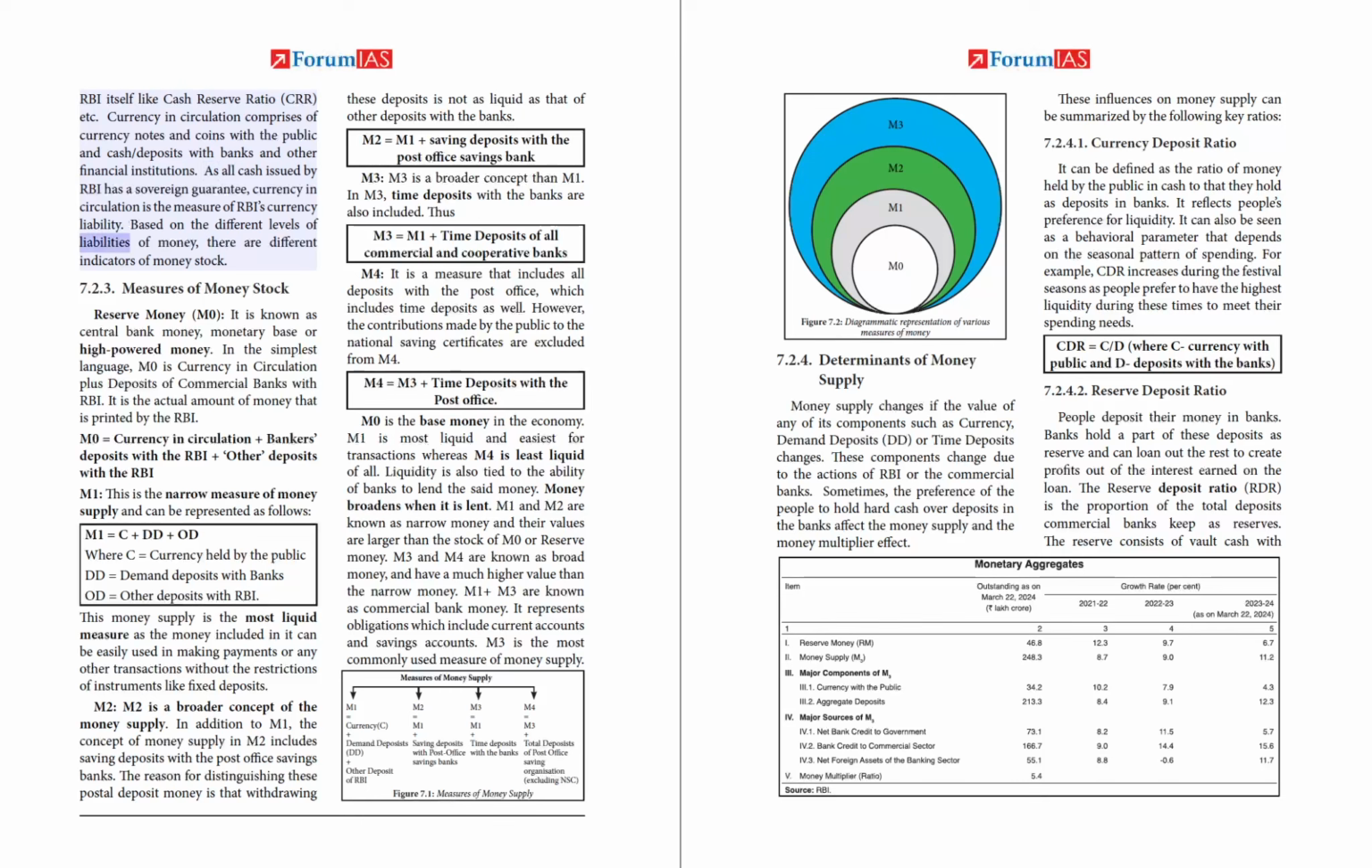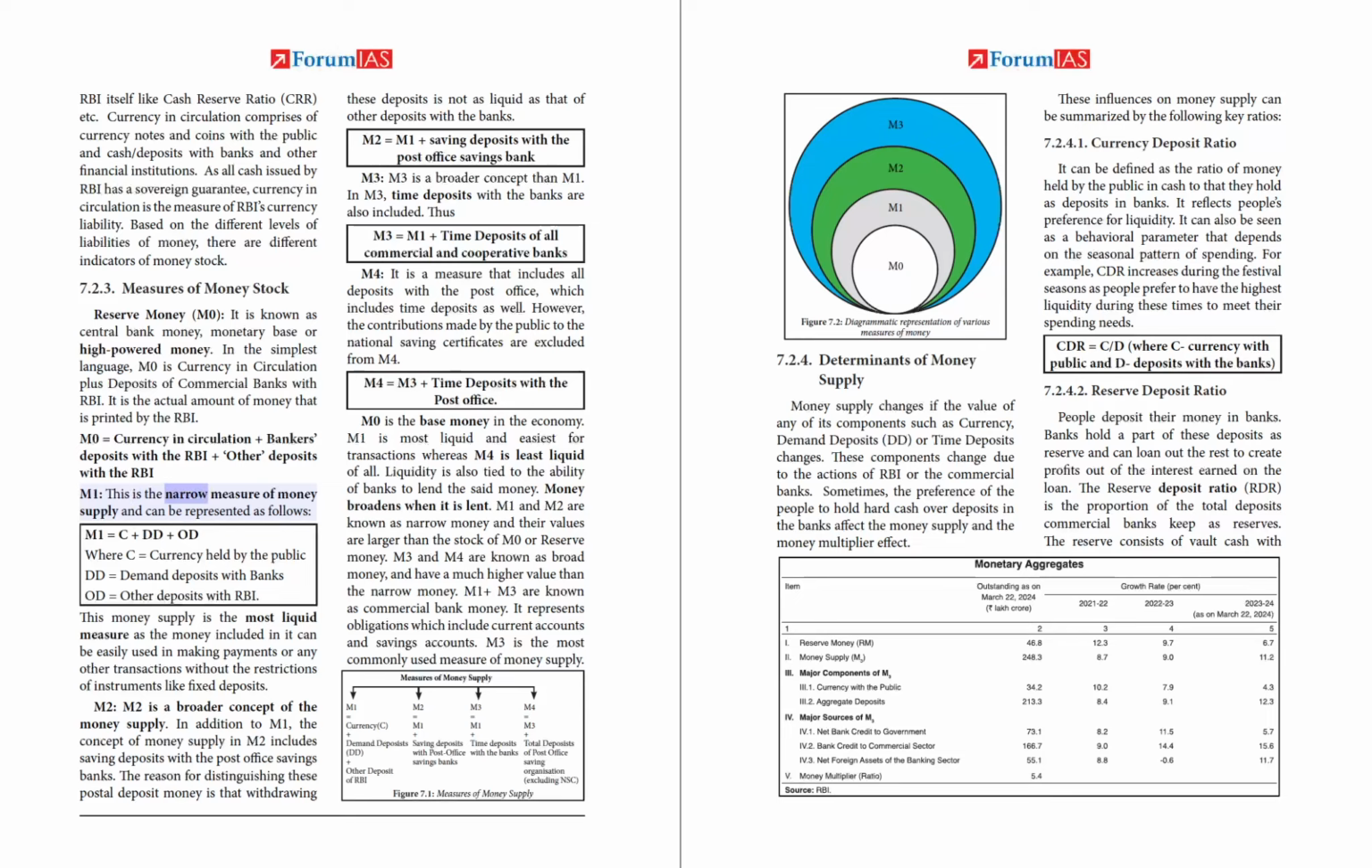Based on the different levels of liabilities of money, there are different indicators of money stock. 7.2.3 Measures of money stock. Reserve money, M0. It is known as central bank money, monetary base, or high-powered money. In the simplest language, M0 is currency in circulation plus deposits of commercial banks with RBI. It is the actual amount of money that is printed by the RBI. M0 equals currency in circulation plus bankers' deposits with the RBI plus other deposits with the RBI.